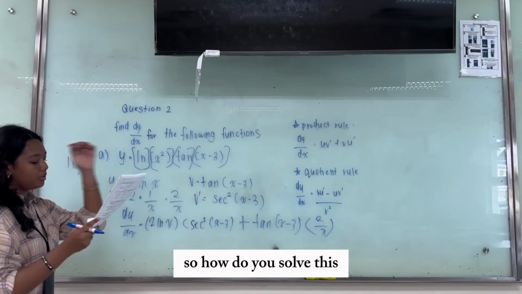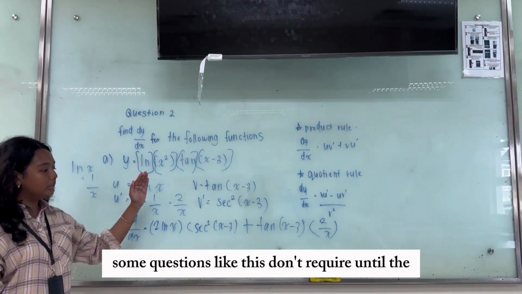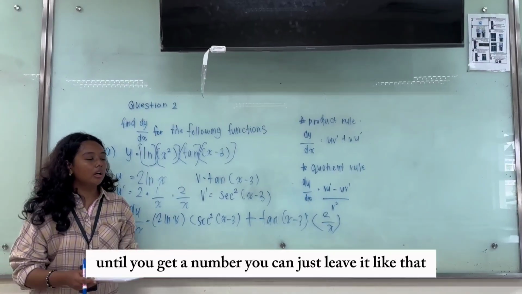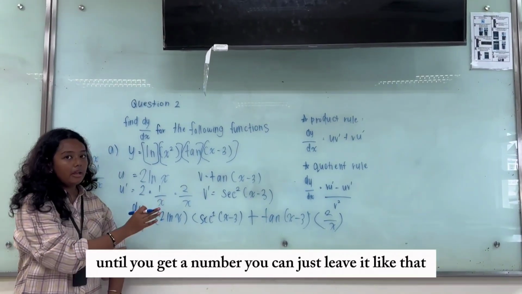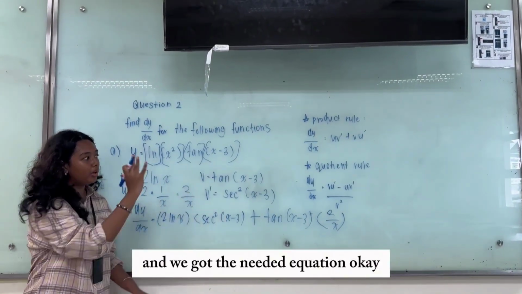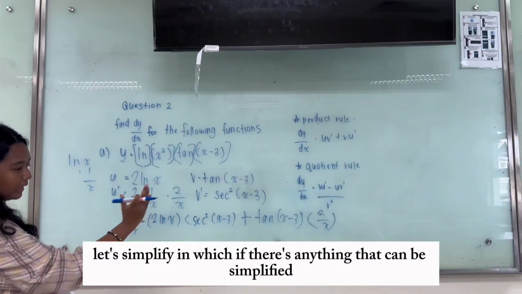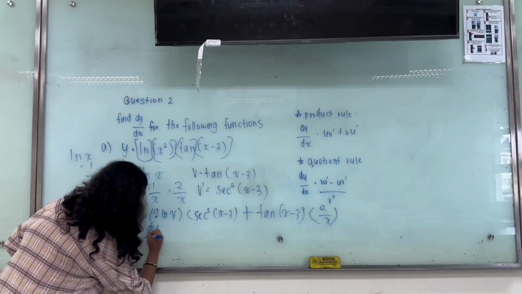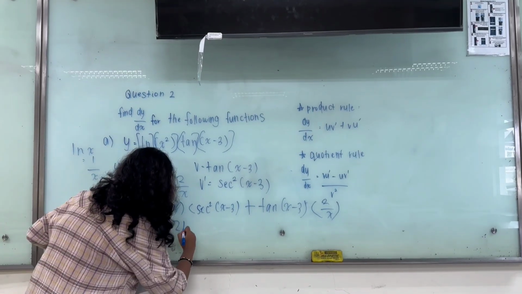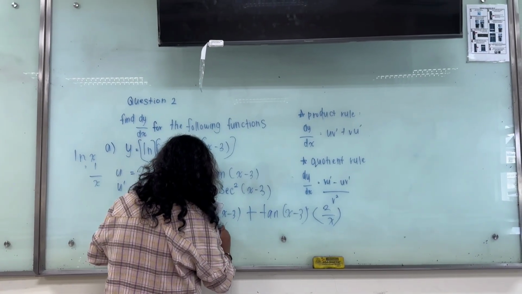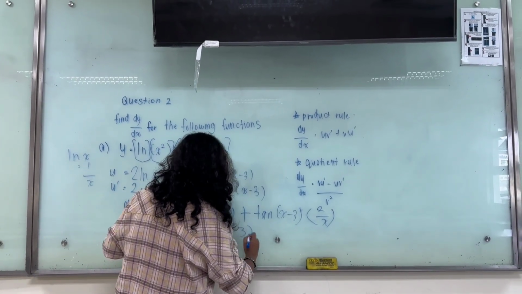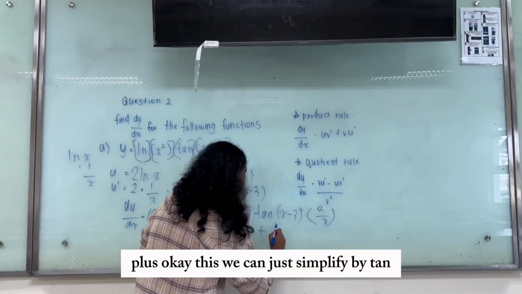Okay, so how do you solve this? Some questions like this don't require you to get a number. You can just leave it like that because we eventually put it in the formula and got the needed equation. Okay, so now let's simplify if there's anything that can be simplified. So dy over dx equals 2 ln x sec squared (x minus 3) plus, okay, this we can just simplify by times.